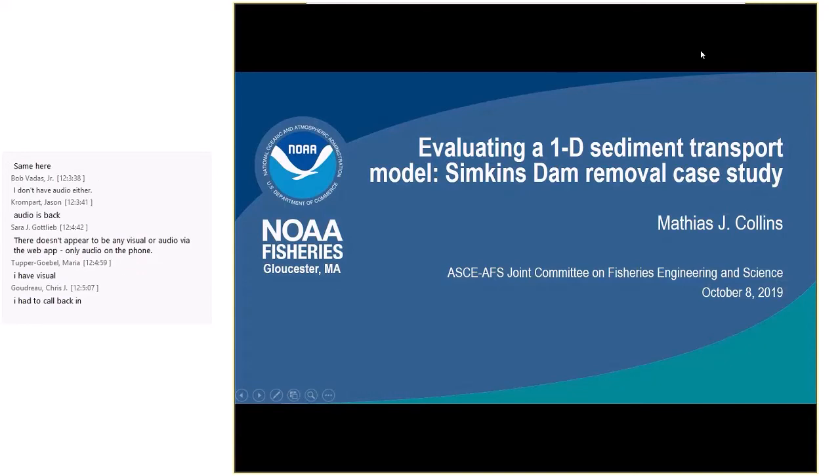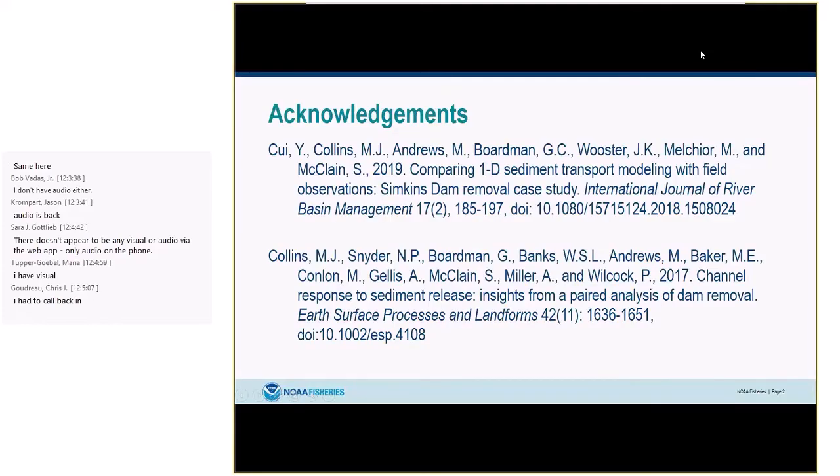So I'd like to begin by acknowledging all the people that are involved in both of the studies that I'm drawing from today. There are a lot of people doing great work on both modeling and monitoring of the Simkins dam removal, and their names are all listed here associated with the published work that we have. These two papers, by the way, have all the details of what I'll be summarizing today and more. And I'm happy to send you copies if you aren't able to access them yourself.